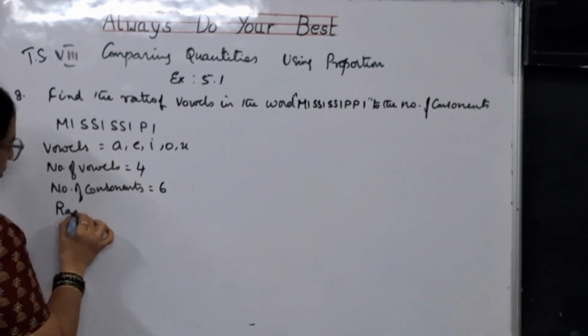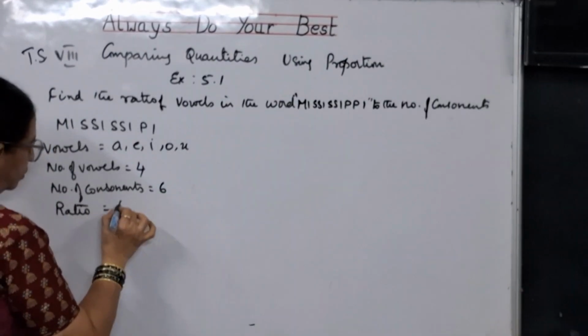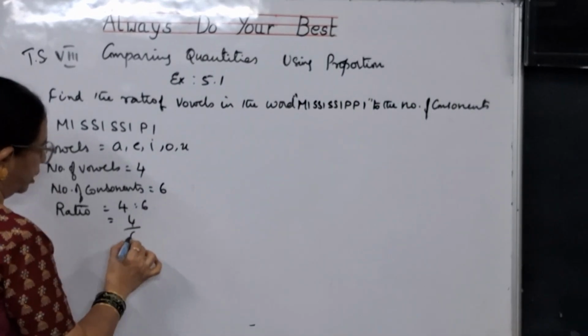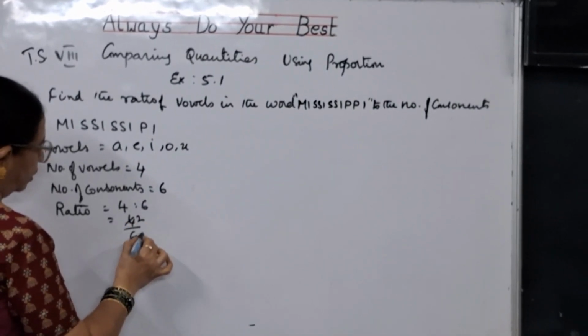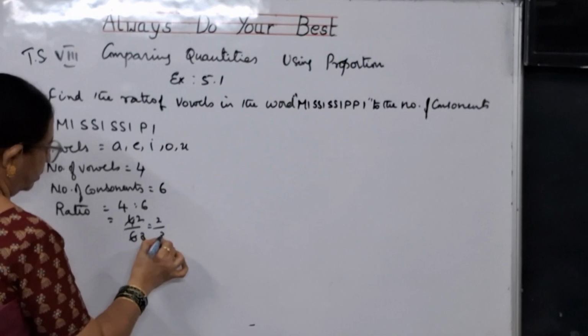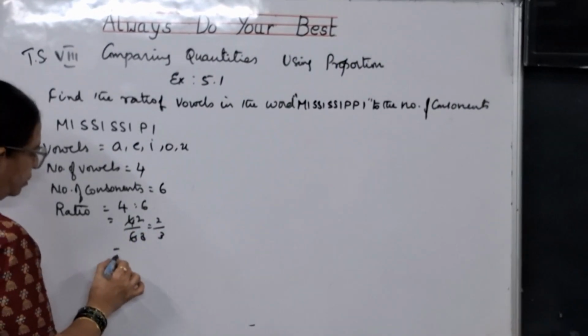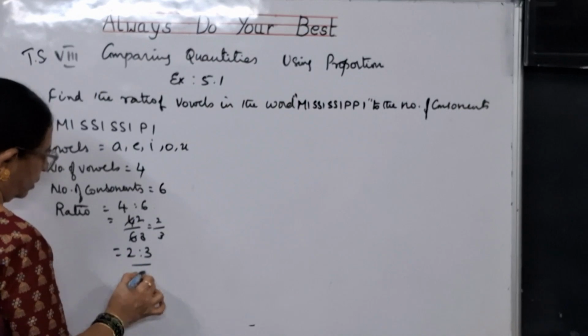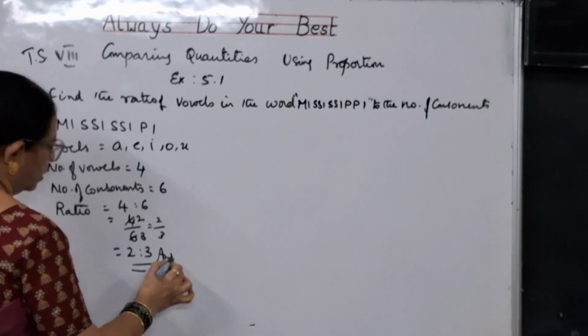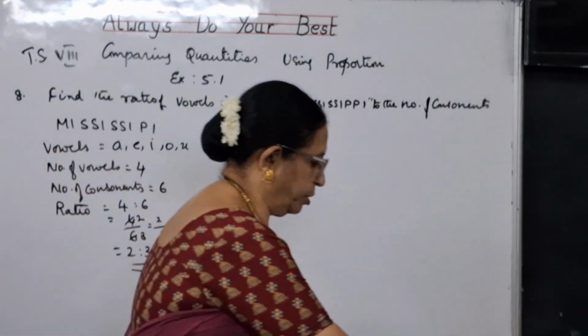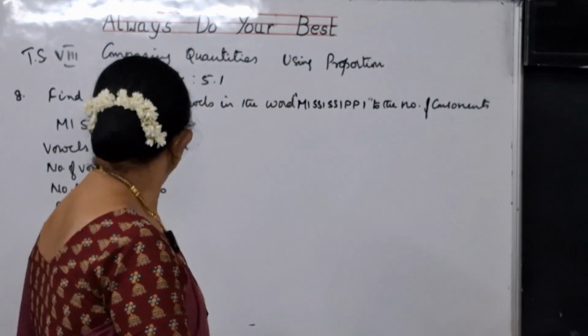So what is the ratio? Ratio is 4 is to 6. That means 4 by 6. 2 2s are, 2 3s are. So it is nothing but 2 by 3. 2 by 3 means 2 is to 3. This is the answer, children. Please copy it. This is 8th one.